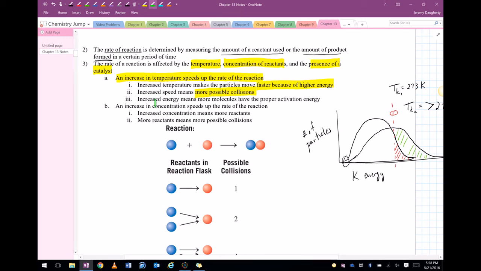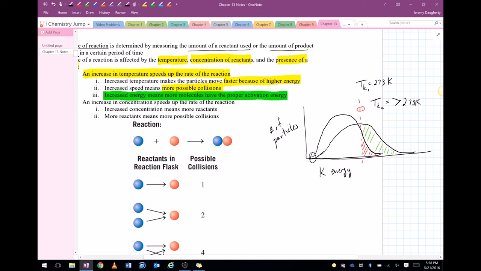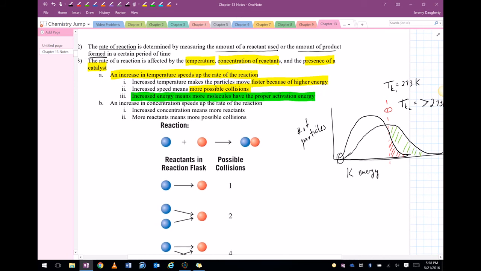Now, the big thing, and this is one that students always forget, they always say, oh yeah, more possible collisions. Well, the real big difference is that the increased energy means more molecules have the proper activation energy. And so more molecules are going to be able to react. Alright? So that's an increase in temperature. An increase in temperature causes the reaction to happen faster because more molecules have the required activation energy, and it's possible we can have more collisions.